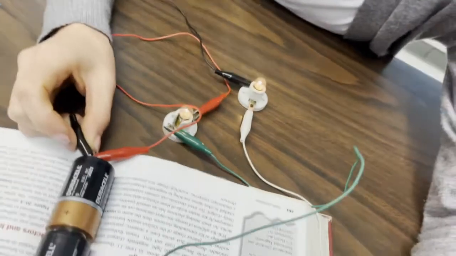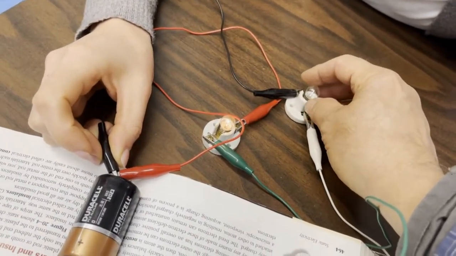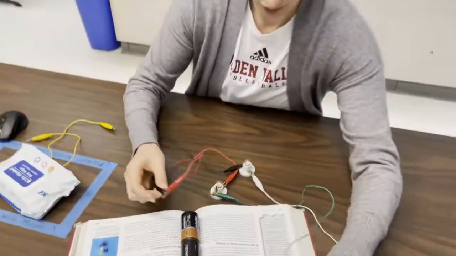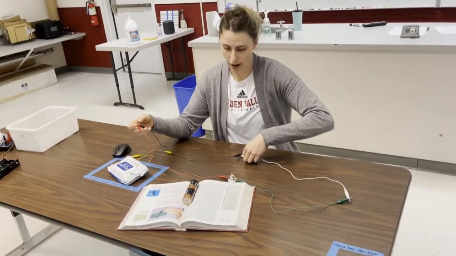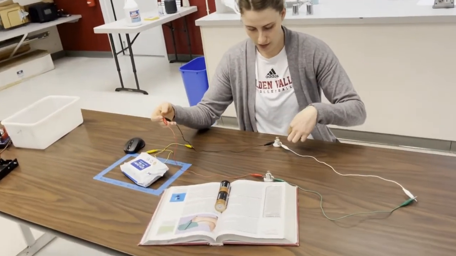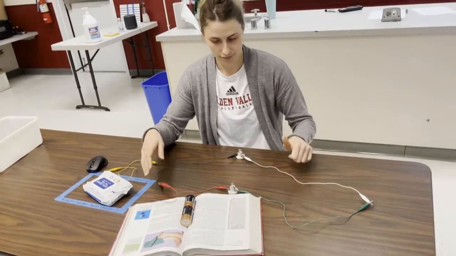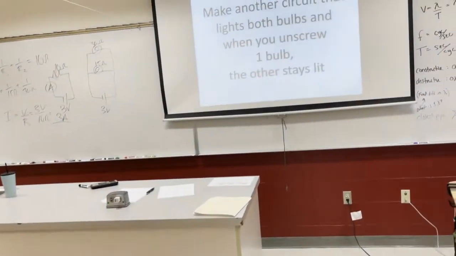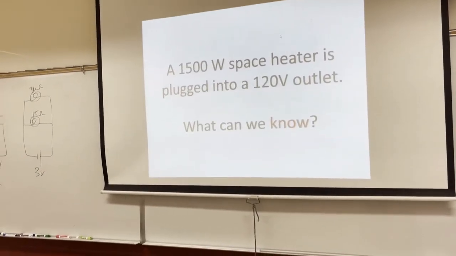I noticed these bulbs are much brighter this time. A lot brighter. So if I unscrew this and it goes out, the other one stays lit. And why is that? Well, you've got more than one path for the current to flow through, right? Although this path is being broken, this one's not, and the current can still go through it. And what kind of circuit is that? This is a parallel circuit. You guys see that? Okay. Simple.